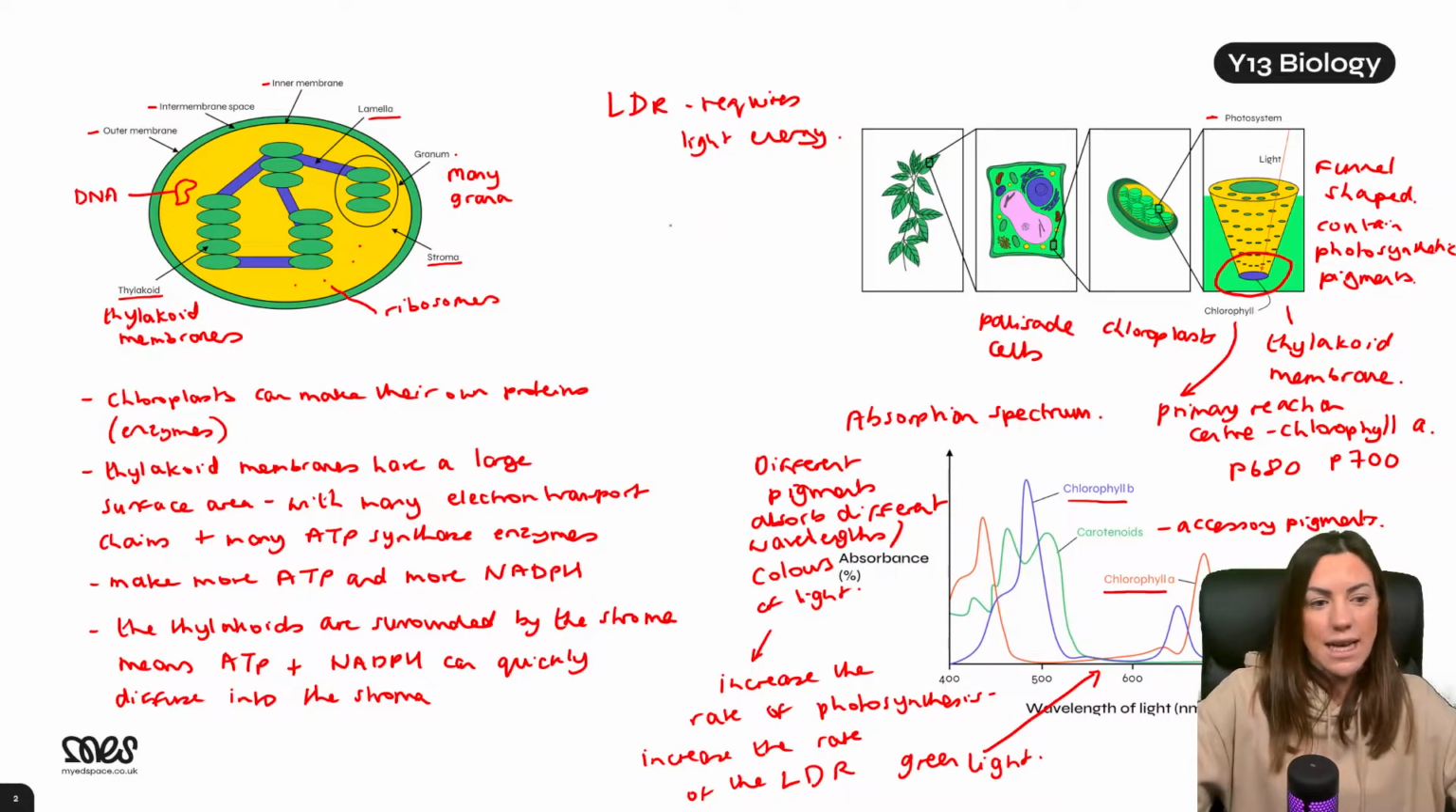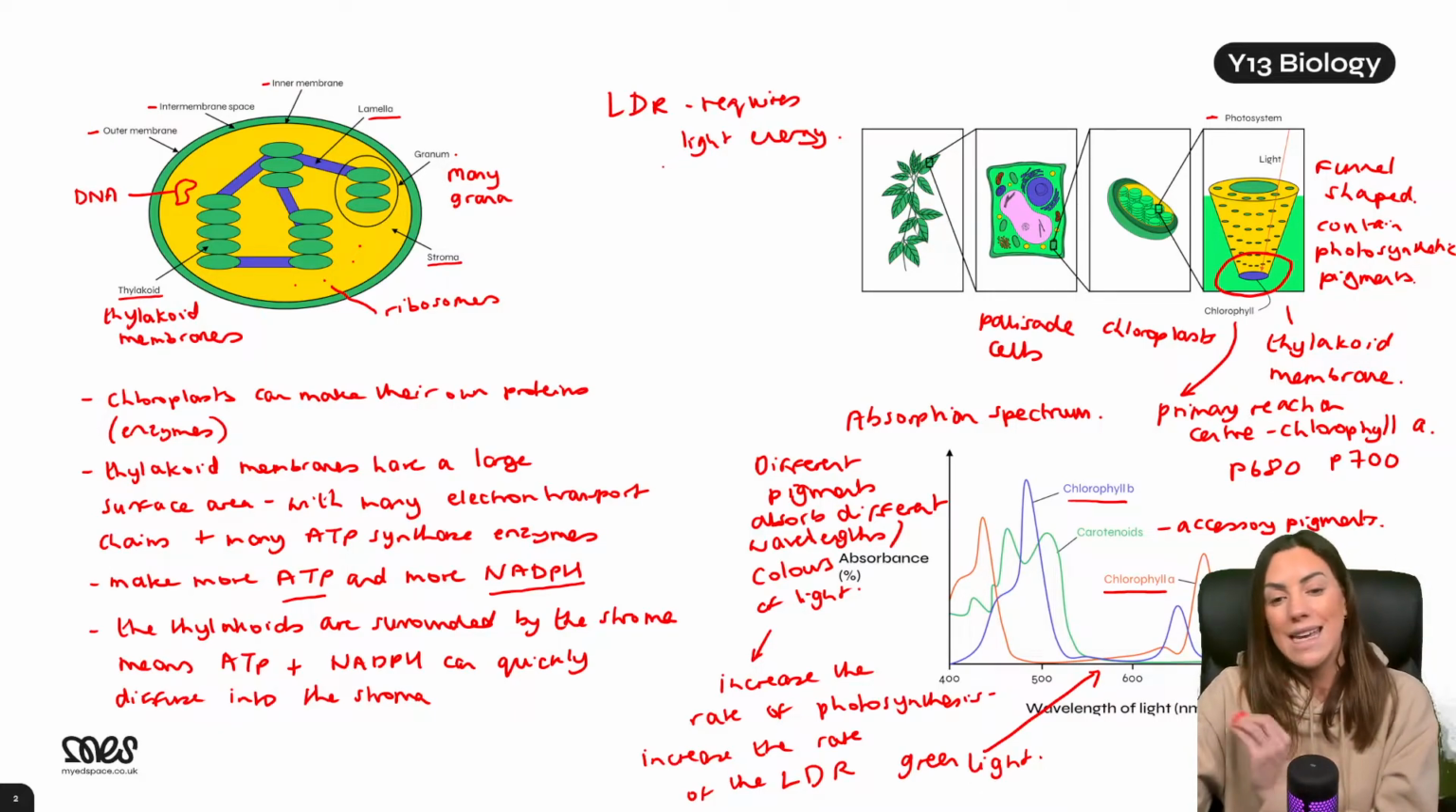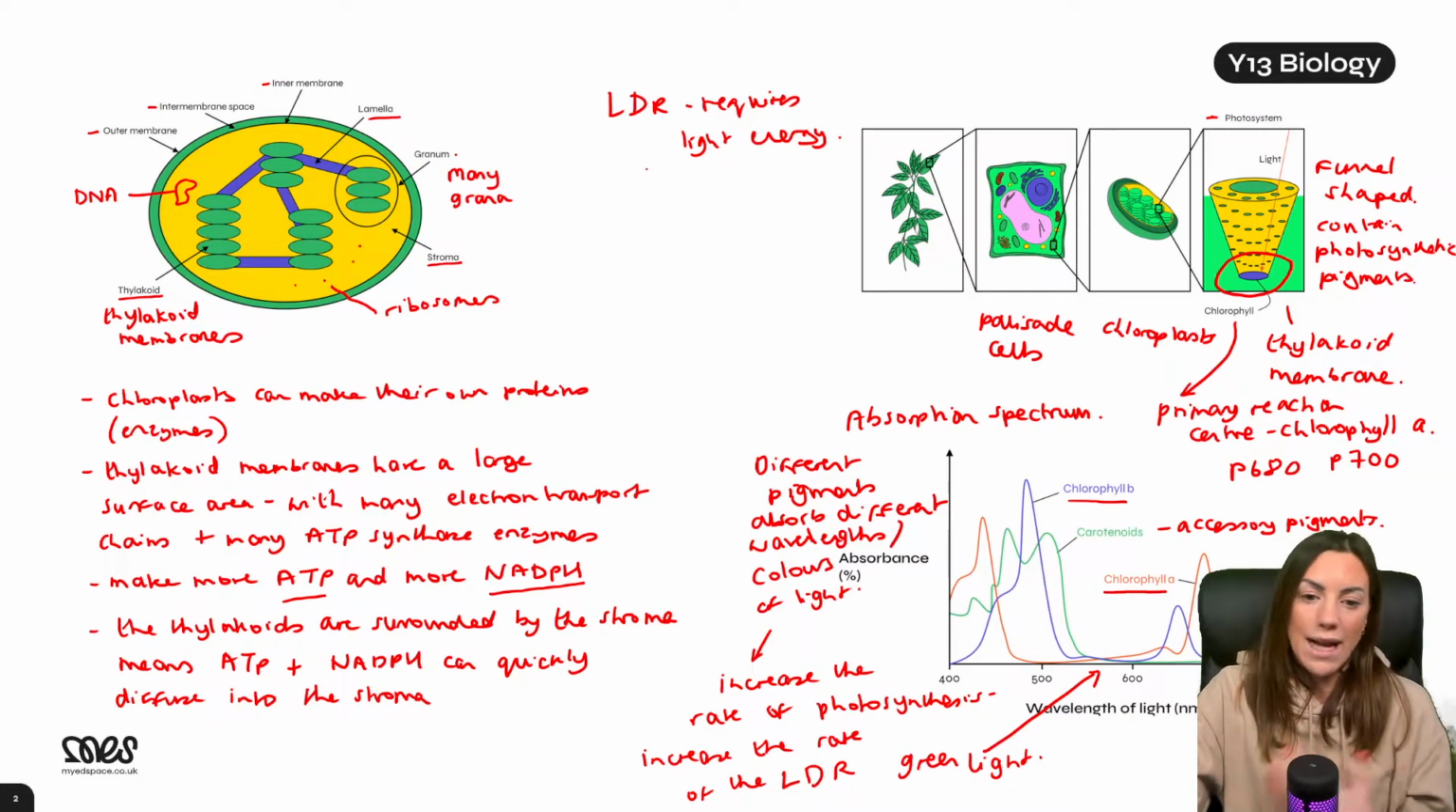As we said earlier, the main products of the light-dependent reaction, or the most important products, are ATP and NADPH. So the more light energy we have absorbed for the light-dependent reaction, the more ATP and the more NADPH can be made, which will go on to the light-independent reaction, where we actually see the formation of glucose and other organic substances.